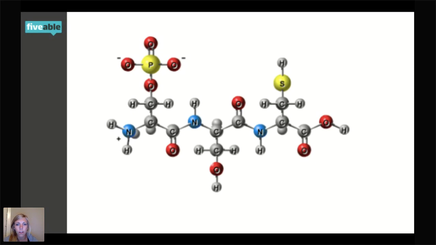The other one, the hydroxyl group, would be just an OH right here at the bottom. And then the final group is a carbonyl group, which is just a carbon double bonded to an oxygen.